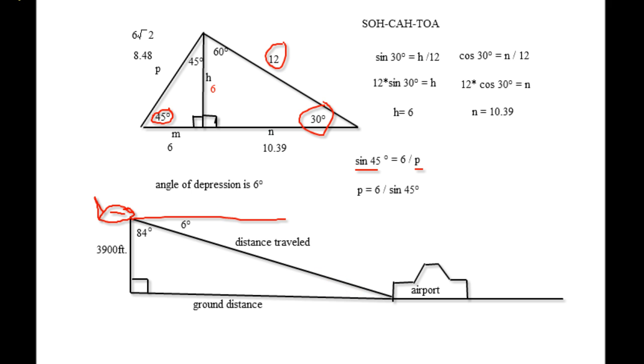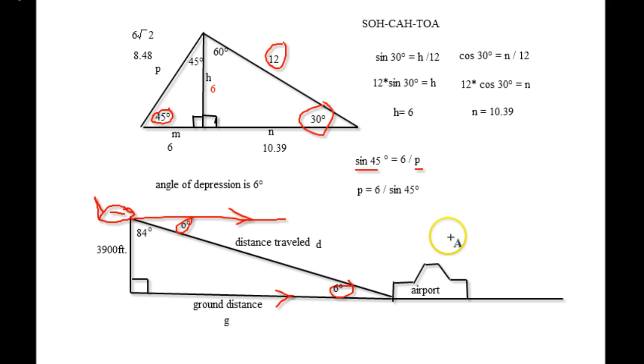Or you could use the fact that these two lines are parallel, and thus this angle and this angle are both congruent because of alternate interior angles. So this would also be 6 degrees. Now working with that, you can actually figure out the distance traveled. We'll just call that D just for the heck of it. And this would be G if we wanted to find the ground distance.